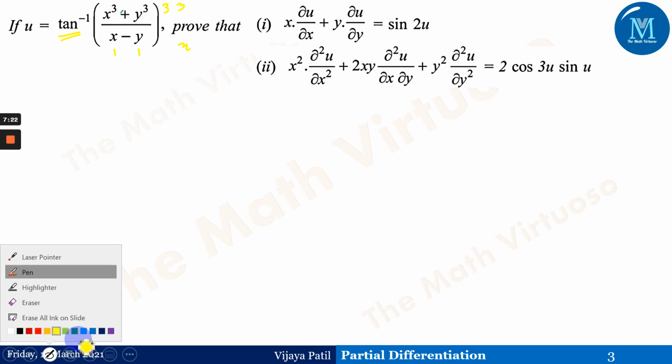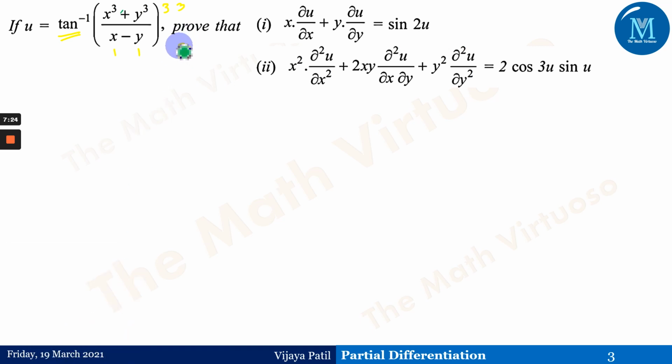So we can't write this as x to the power 3 minus 1, that is x² into a function of y by x. We will not be in a position to write it down because of this tan inverse that exists here. And that's the reason we have to say that this u is not a homogeneous function.